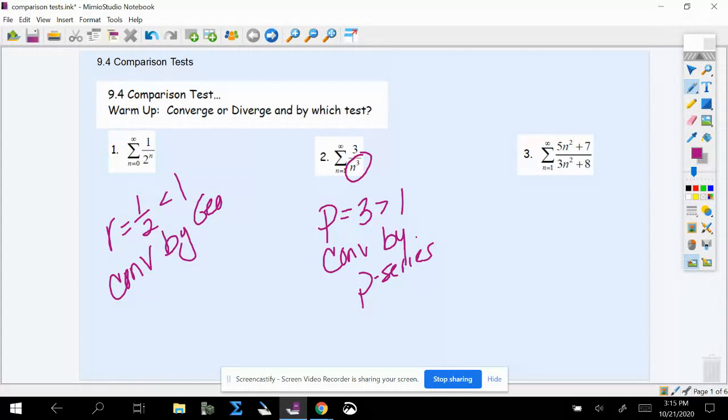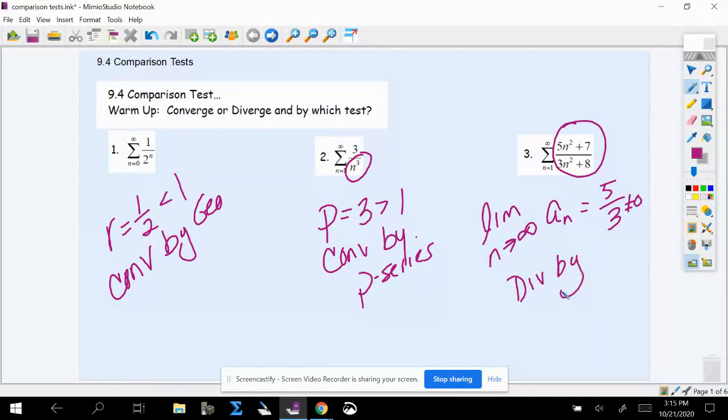And then the last one, this is one where we can take the limit. Since it has the same degree, my limit as I go to infinity of this value would be 5 over 3, since the degrees are the same. That is not 0, so this one would diverge by the nth term test, which says if you get any limit that is not 0, it will diverge.